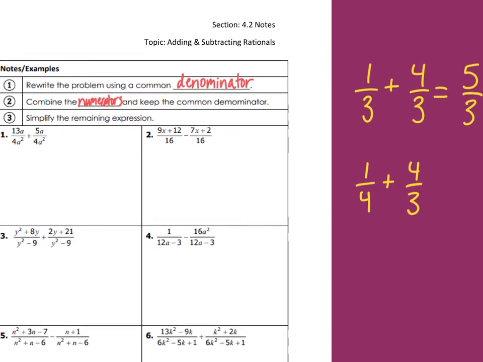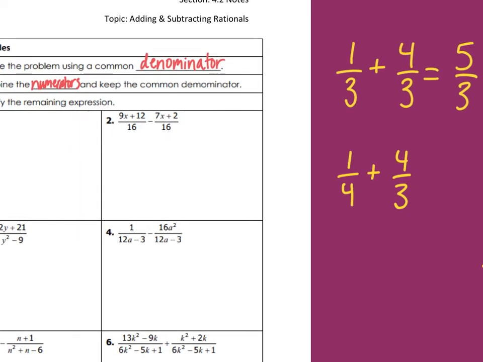Same thing, though, with the variables. That's also going to play in. So let's say, for instance, I had 1/4x and 4/3x squared. What would be my common denominator then? 12x squared, right? Because x will go into x squared and x squared will go into x squared. You with me? Okay, so make sure you have a number and a variable that absorbs everything. All right, so that's how this is going to work.